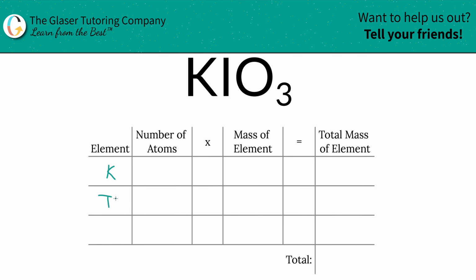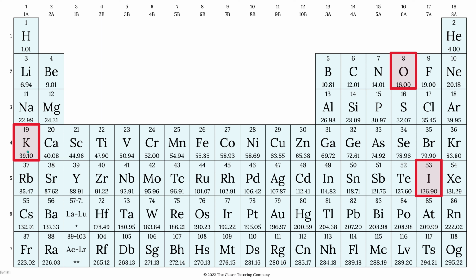So we have potassium, iodine, and oxygen. Next is then to identify the number of atoms of each, and that's where the subscripts come into play. Now, if you don't see a subscript, just put in a 1 because there is assumed to be one of them. And then oxygen has 3 as its subscript, so there are 3 oxygens. Then all we're going to do is simply multiply those number of atoms by the mass of each element. Those masses are found on the table, periodic table that is.